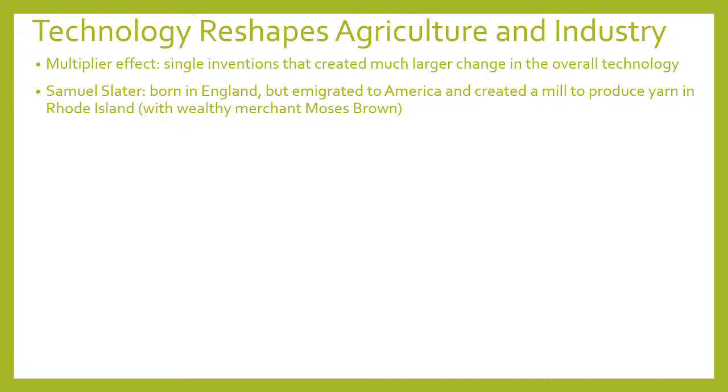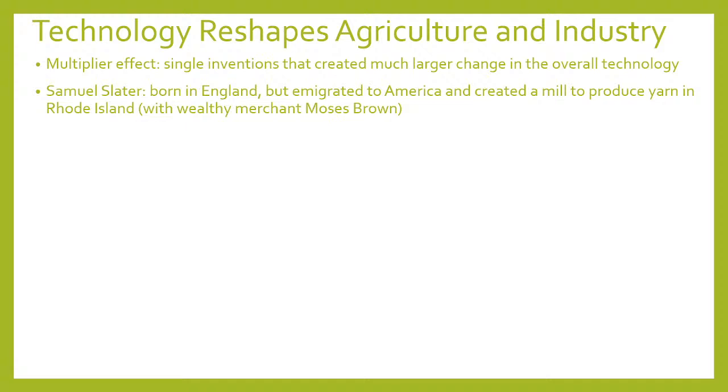We have Samuel Slater here. He was born in England, and he was an apprentice in a textile mill. And he was meant to take over this textile mill. But he decided that he would make more money by immigrating to America and setting up his own textile mill. Essentially, rather than just inheriting one, he would create his own and be able to run the show as he saw fit.